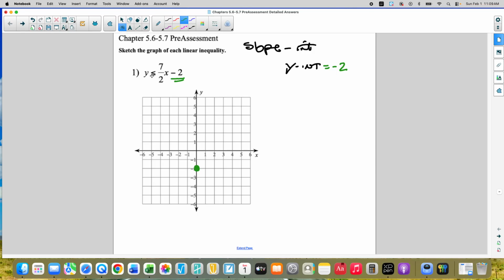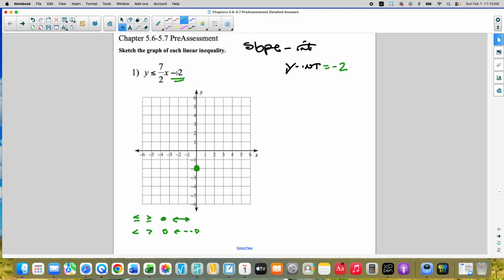Because when we have less than or equal to or greater than or equal to, it's going to be a closed circle and a solid line. If we have less than or if we have greater than, it's going to be an open circle and it's going to be a dotted line. So in this case, it's going to be a closed circle.